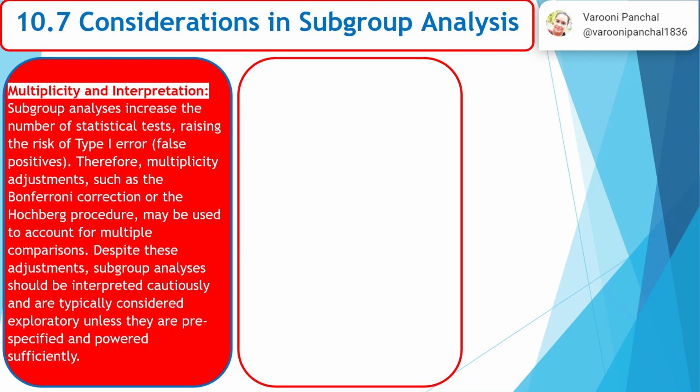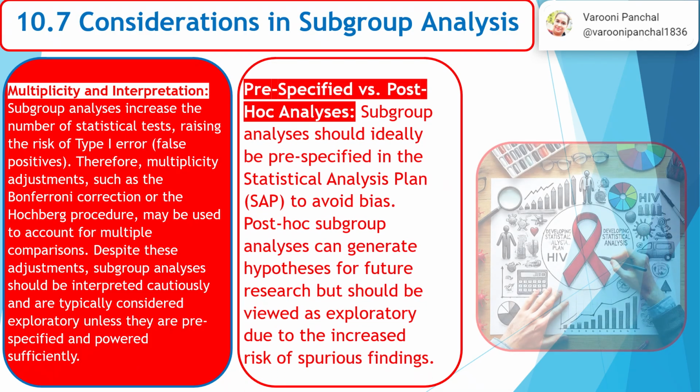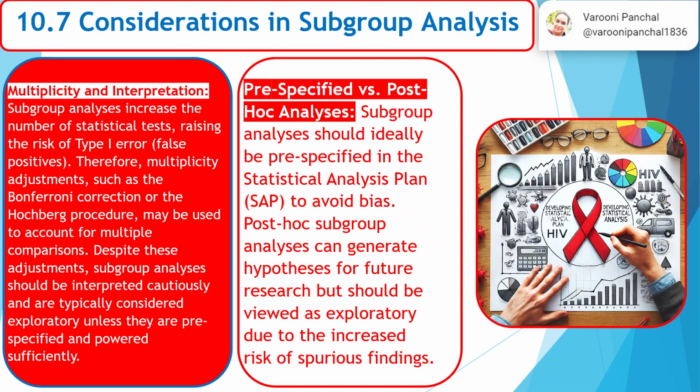Despite these adjustments, subgroup analyses should be interpreted cautiously and are typically considered exploratory unless they are pre-specified and powered sufficiently. Pre-specified versus post-hoc analyses. Subgroup analyses should ideally be pre-specified in the Statistical Analysis Plan, SAP, to avoid bias. Post-hoc subgroup analyses can generate hypotheses for future research, but should be viewed as exploratory due to the increased risk of spurious findings.